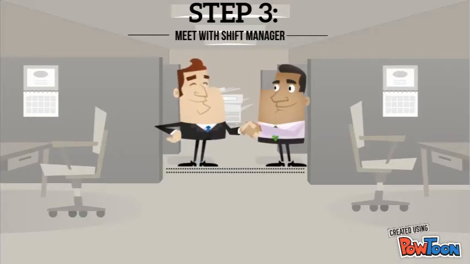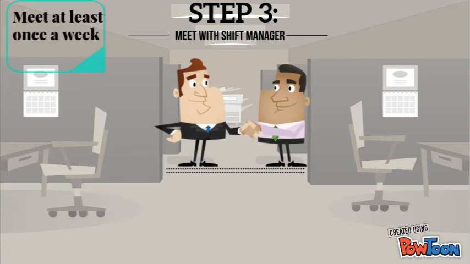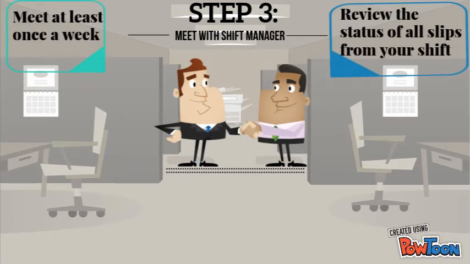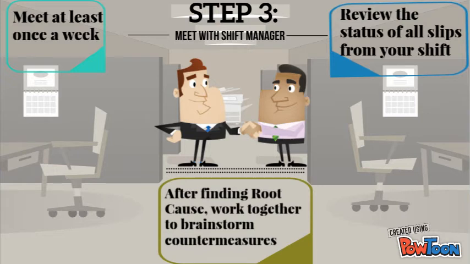Step 3. Meet with shift manager. The board owner and shift manager should meet at least once a week to review the statuses of all waste observation slips from their shift, as well as brainstorm countermeasures for any slips that have had root cause analysis completed.